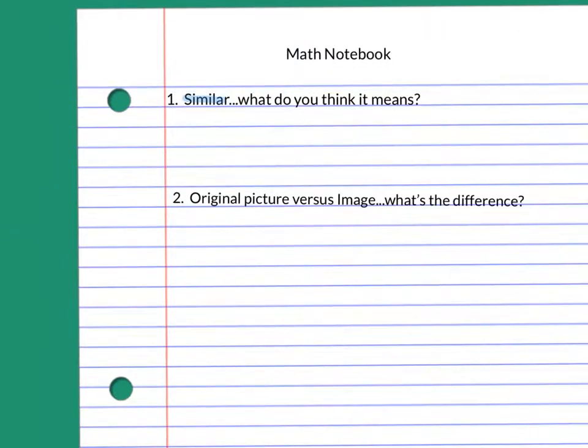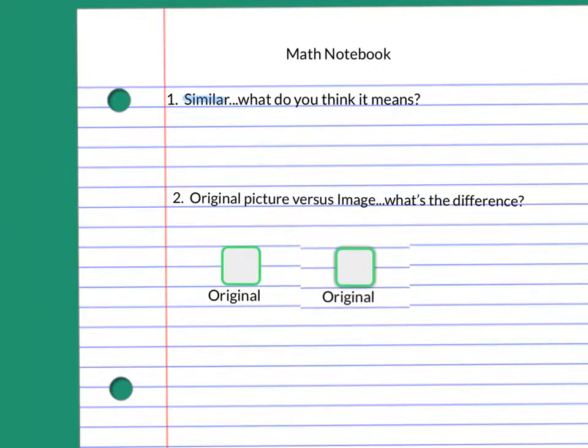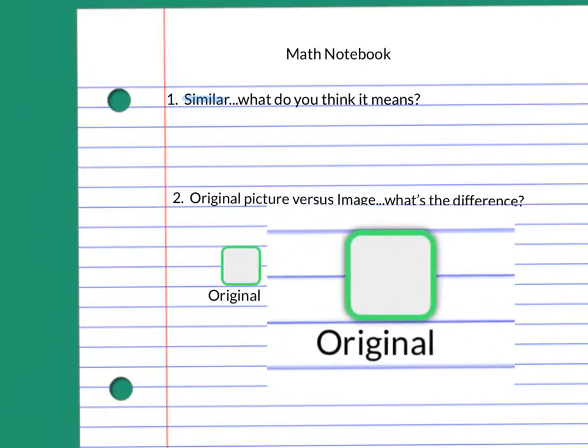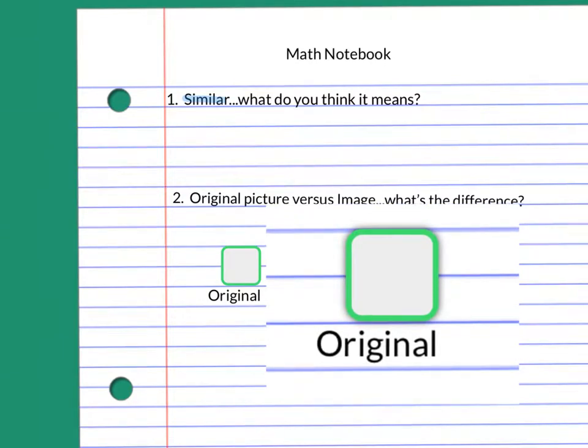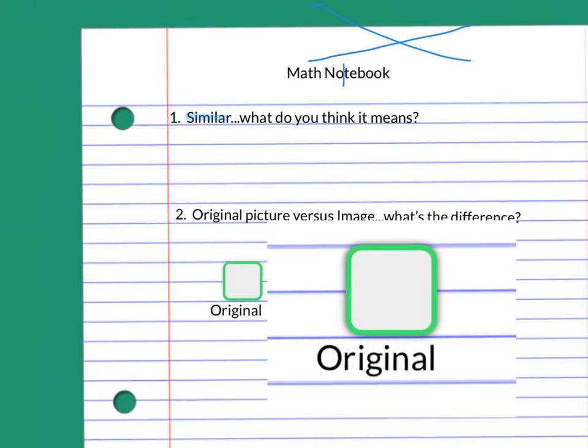Number 2, what did we talk about in terms of original picture versus the copied image? What is the difference? Go ahead and draw an original image like the one I drew. And then almost imagine you're going to take a picture of that original and zoom in. Now, rather than it being called an original, because you enlarged it by about 2 times the size, that would be called an image. Draw that in your notebook.